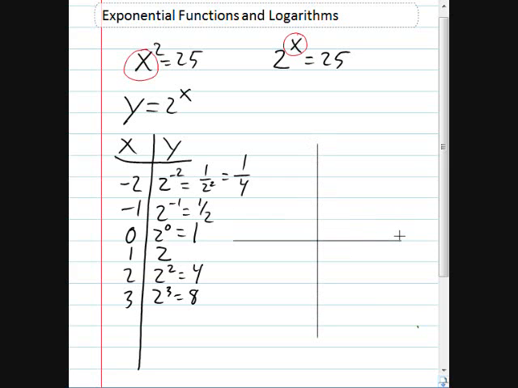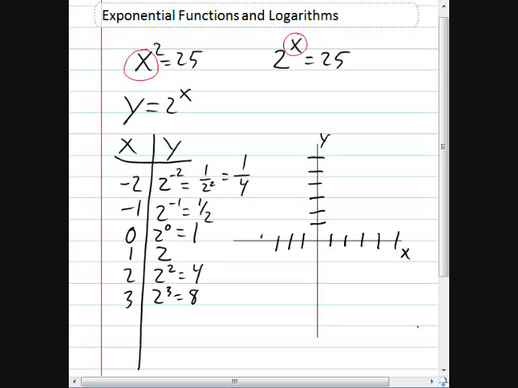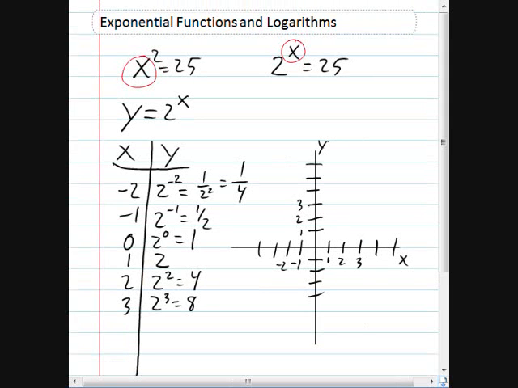We can plot these points on a graph to get a visual picture of what this looks like. So we're going to need an x-axis and a y-axis. Now you could use a graphing utility, such as an online graphing program, or your graphing calculator to do this, but it's not a bad idea to get a little practice graphing these things by hand. Now we can plot these points.